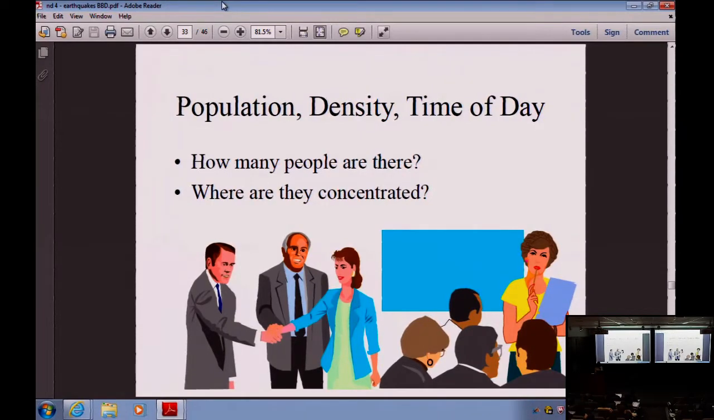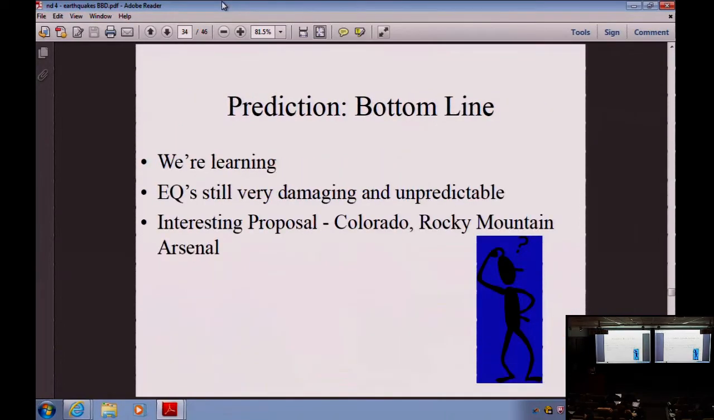But that death toll, had it not been the World Series, would have been massive based on the damage to the buildings, especially in the Marina district. People just weren't there. So the population density and what time of day it is are interesting to ponder. Bottom line with regards to prediction, we are trying to learn, but earthquakes remain a very, very deadly, the most deadly in many regards, natural disaster because they are so unpredictable.